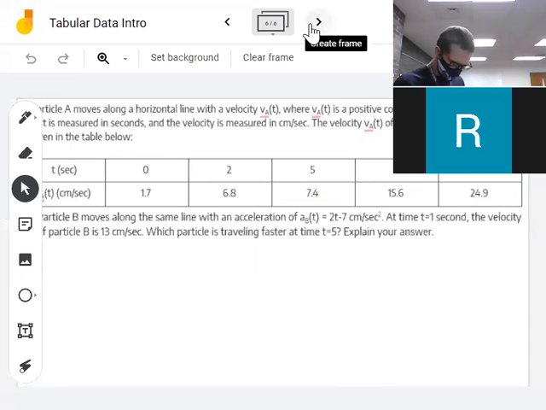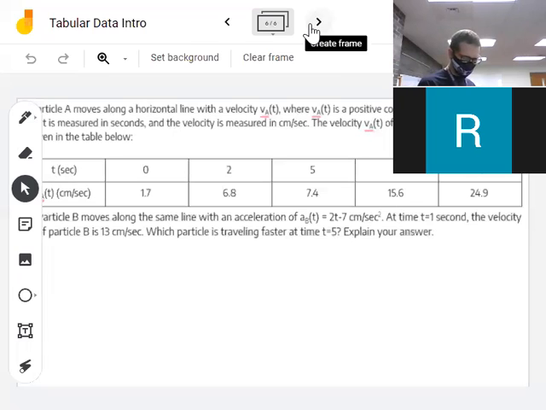All right, so particle B moves along the same line with acceleration a sub b of t equals 2t minus 7 centimeters per second squared. At time t equals 1, the velocity of particle B is 13 centimeters per second. Which particle is traveling faster at time t equals 5? Explain your answer.